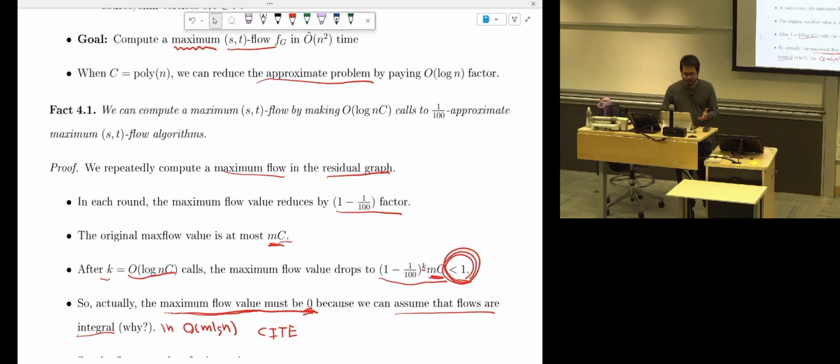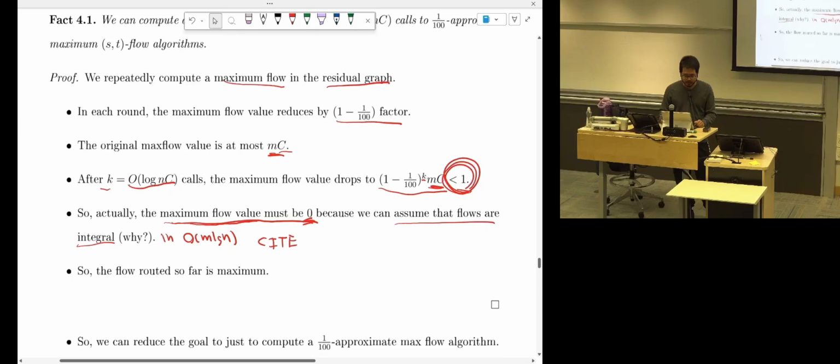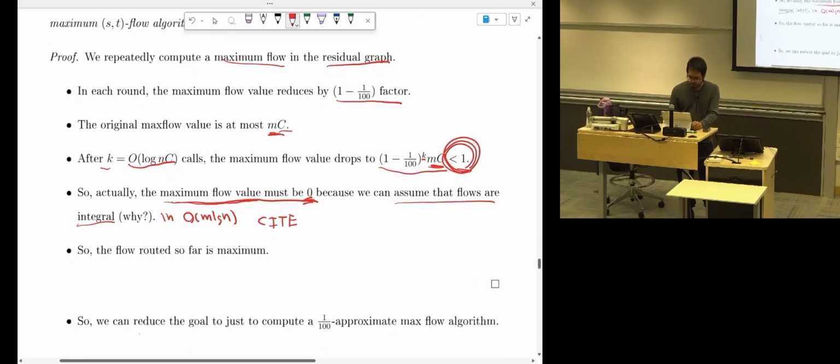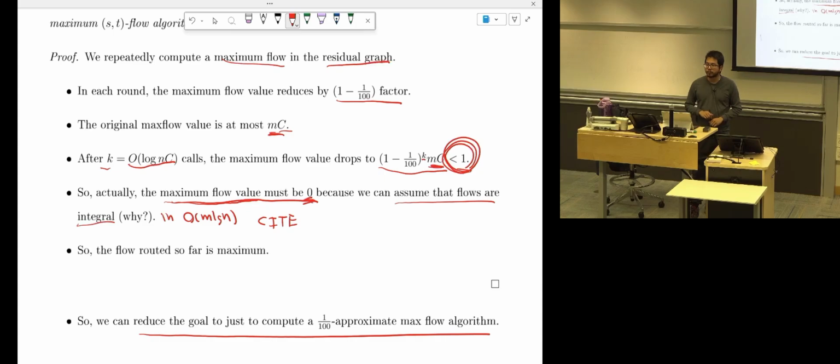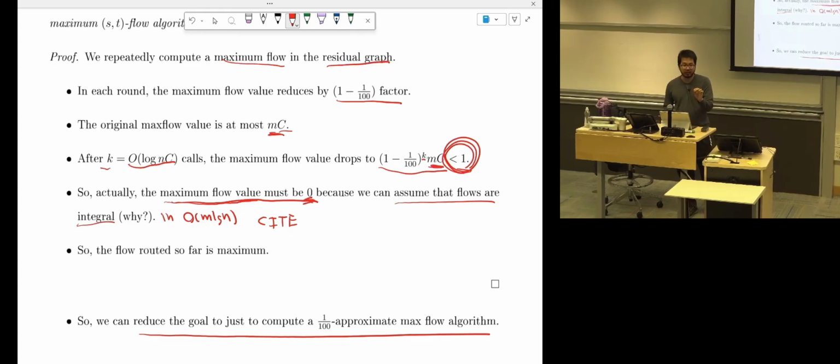So once it's 0, it means that your flow is already maximum. Anyway, now it means that the goal here is just to compute approximate max flow. Just want to note one thing quickly. This reduction only works if you have an approximate algorithm for directed graphs.